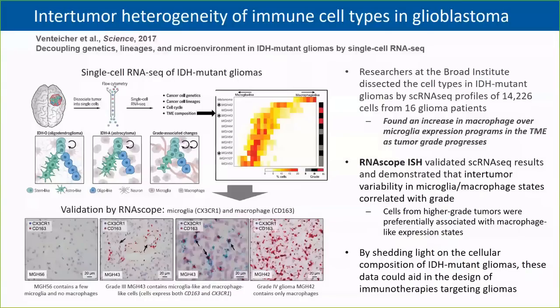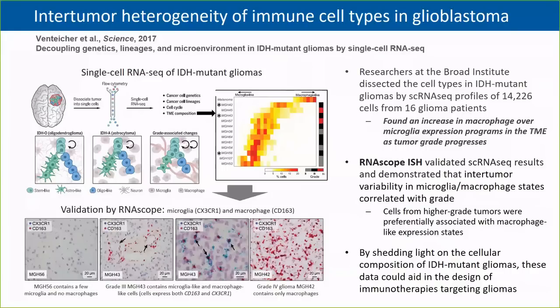Researchers at the Broad Institute dissected the cell types in IDH mutant gliomas by combining single-cell sequencing profiles of over 14,000 cells from patients that had glioma with another 165 glioma patients with their profiles analyzed by bulk RNA sequencing. They found an increase in macrophage over microglia expression programs in the tumor microenvironment as the tumor grade progresses.